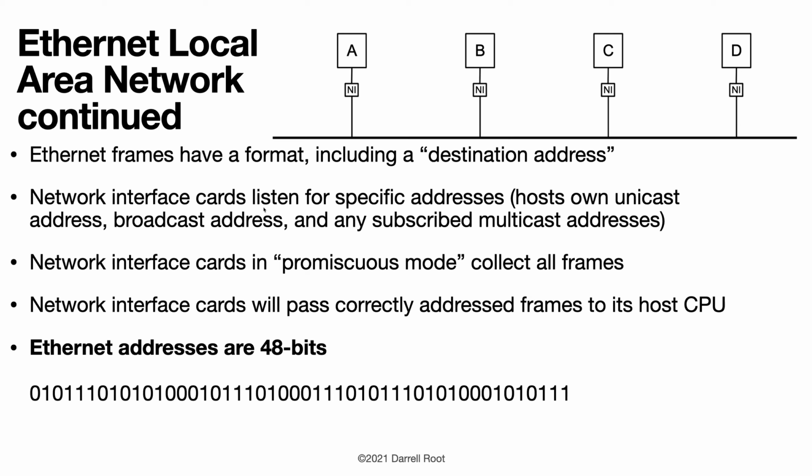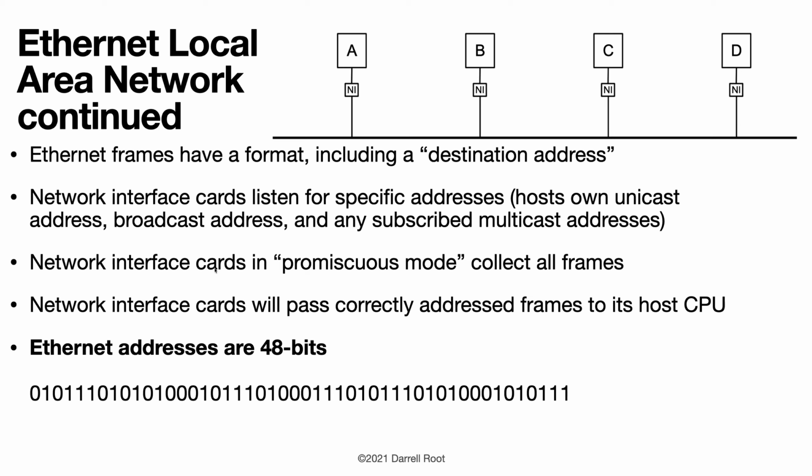A network interface card will listen for its host's own unicast destination address. It will listen for the broadcast Ethernet destination address, which is all ones. And hosts can also subscribe to multicast addresses, which we'll cover later, but at the Ethernet level it just means, here's another pattern of destination addresses, and if you receive any of these, then pass the frame up to the CPU.